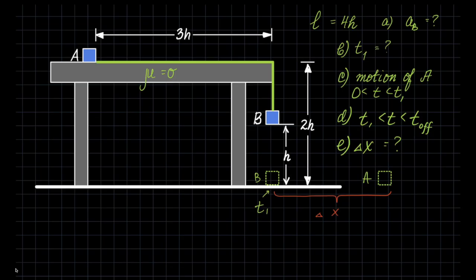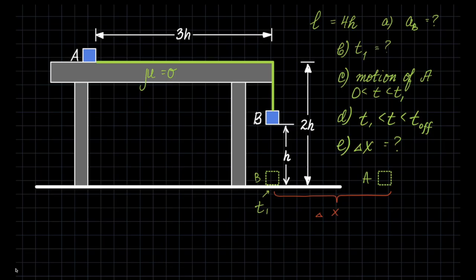So we have two blocks. Both of them have mass m. And they're connected with a rope. The length of the rope is 4h. 3h along the table, and then 1h is hanging off. That makes block B of mass m distance h above the floor. And the surface of the table is smooth, therefore we assume that there is no friction of any kind.